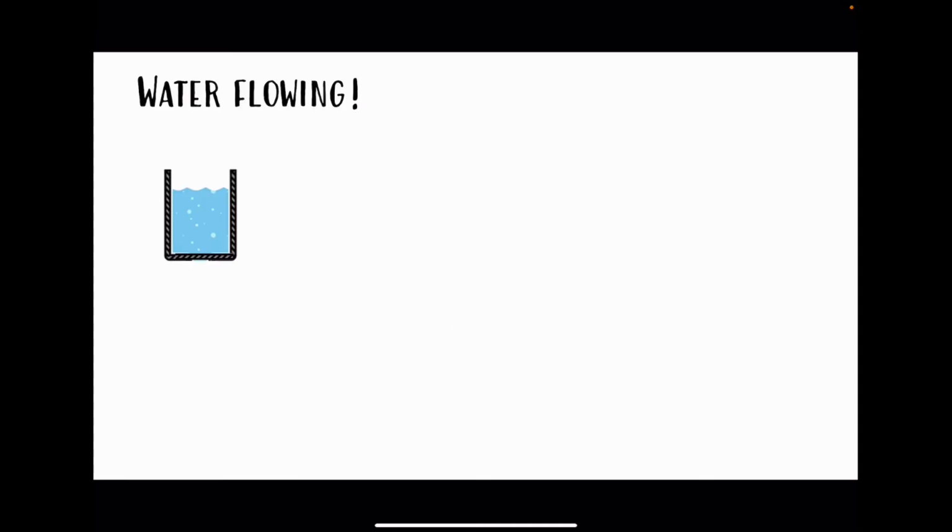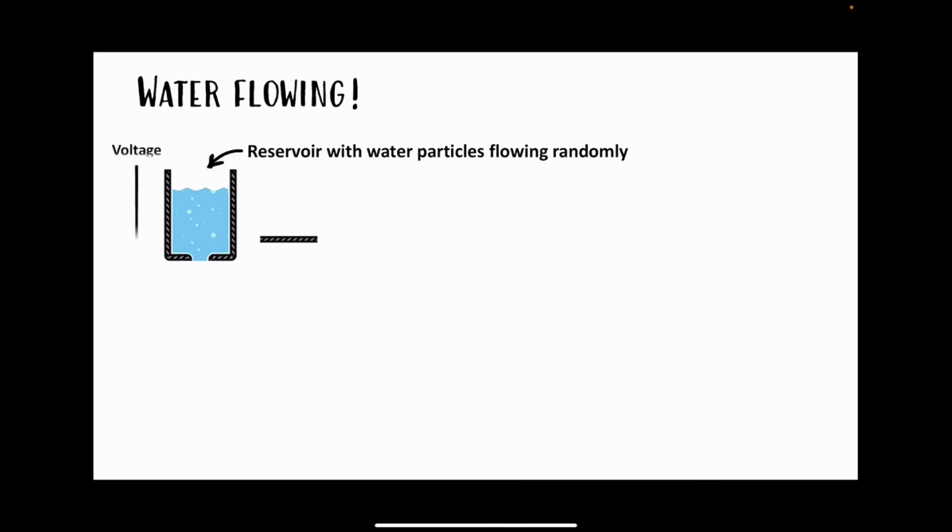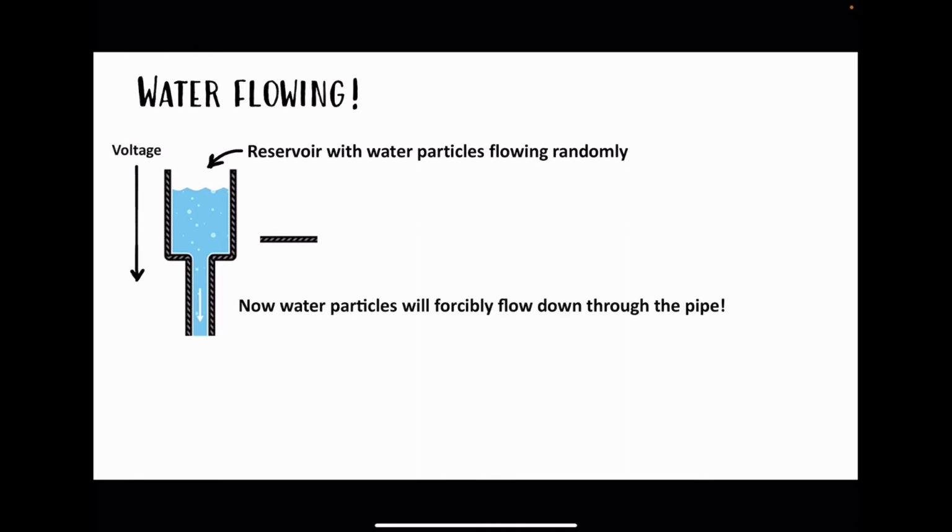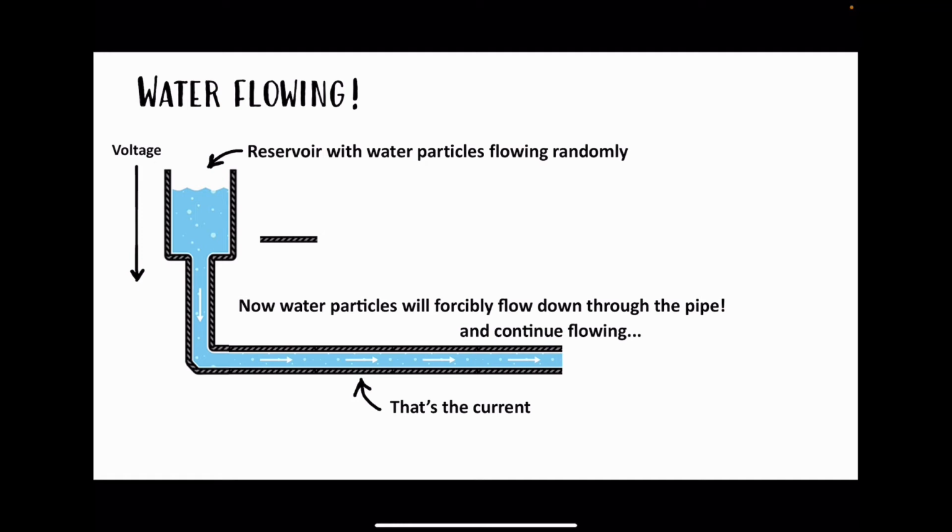All right, we can wrap it up with this analogy. Let's consider that our electrons are like a reservoir that is filled with water particles that are randomly flowing and sliding past each other inside the reservoir. When you create a sort of hole inside the reservoir, you're pushing the water particles downwards. You're creating sort of voltage. And now the water particles will start to forcibly flow through the pipe. And they will continue flowing, and that's what the current is.